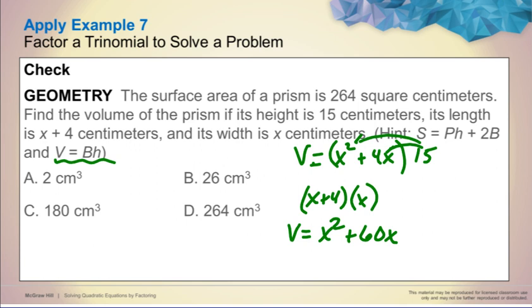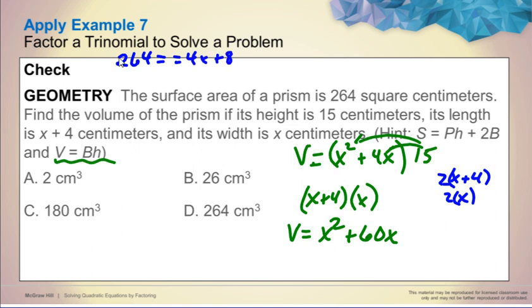Okay, so here this is what our volume is going to be. But in order to find our volume, I need to know what x is. So to find out what x is, I have to go back to the surface area one, which they told us that surface is 4 equaling the perimeter. So I have, if my base is x plus 4, I have two of those, and I have two widths. So that's going to give me 4x plus 8.